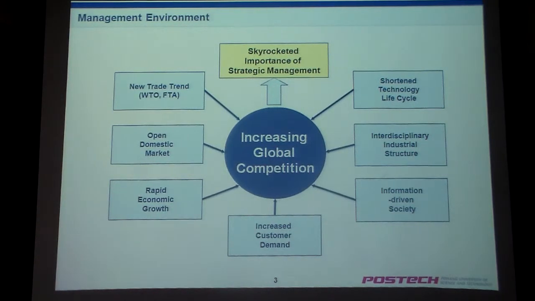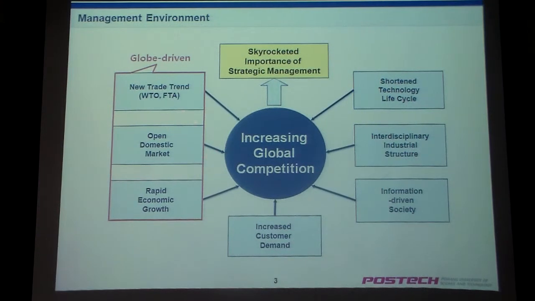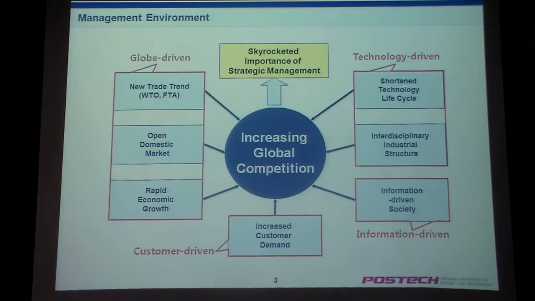Because of this, the importance of strategic management has skyrocketed. And if you classify all these components, we can classify them into 4 groups. This one is classified as globe-driven, this one is customer-driven, and this one is information-driven. These 2 belong to technology-driven. So we have globe-driven, customer-driven, information-driven, and technology-driven.